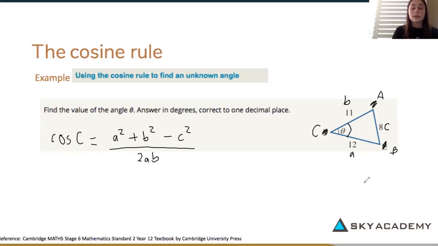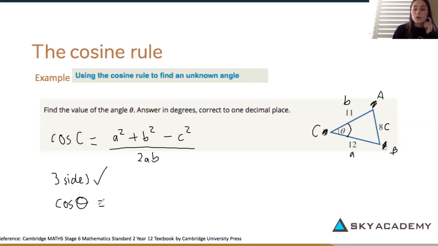Now I've done that, I've got to check that I have 3 sides. Do I have 3 sides? 11, 8, and 12. Yep. So that is all good. And now I can go and sub this information into my formula. So cos C is unknown. It's what I'm trying to find.